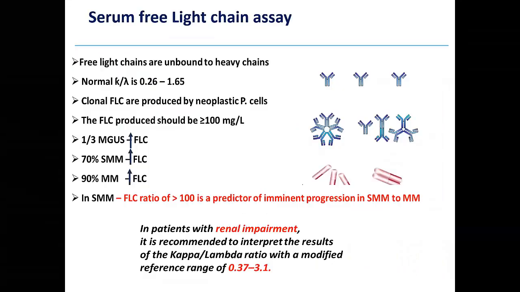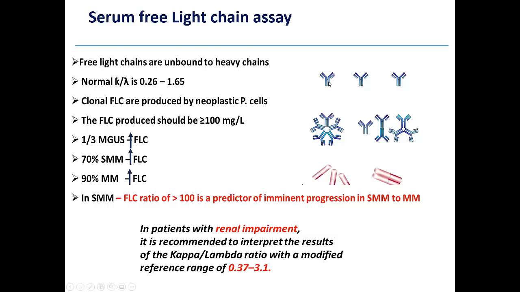Serum free light chain assay. Now, free light chains are not bound to heavy chains. Say, now we know that these are the heavy chains, these are the light chains. If they are not bound to the heavy chains, we label them as serum free light chain. Now, these are of two types, kappa and lambda, and the normal ratio is kappa upon lambda 0.26 to 1.65. So around 1 plus minus 0.75, that is the normal kappa upon lambda ratio.